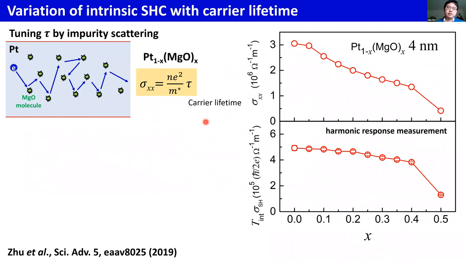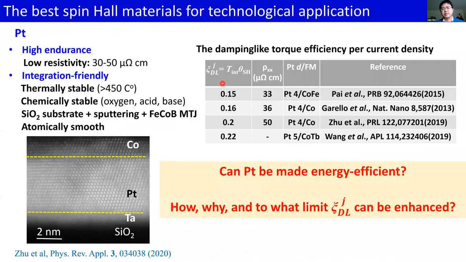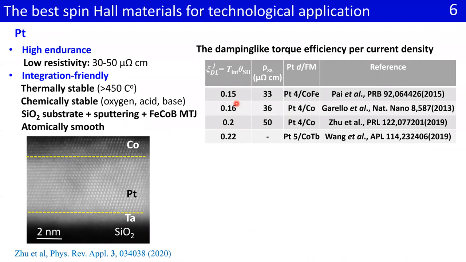I have a table here. So if you look at the numbers from different groups, they report spin Hall ratios for the platinum-based system from 0.15 to 0.22. Like the last one is from Luqiao Liu's group, MIT. So it can be really high. It depends on two things: what's the resistivity and what's the spin transparency of the interface?